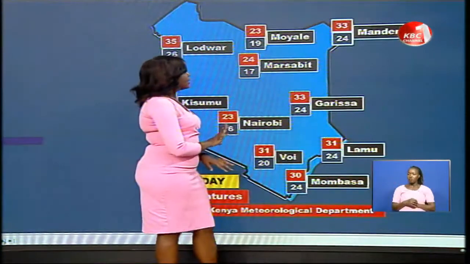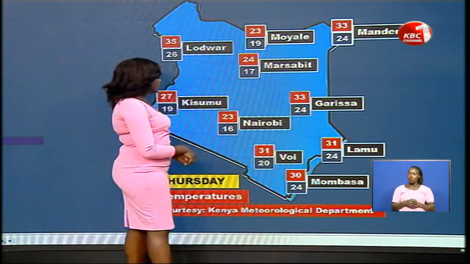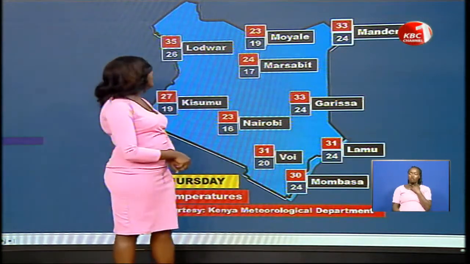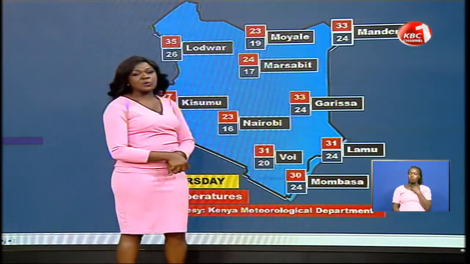Let's have a look at temperatures, and this is it. Mandera, highs of 33 degrees Celsius. The capital will experience highs of 23 degrees Celsius. And for you in Lodwar, let's be prepared for highs of 35 degrees Celsius. This, as the northern parts of the country will tomorrow experience strong southerly winds of 12.5 meters per second.